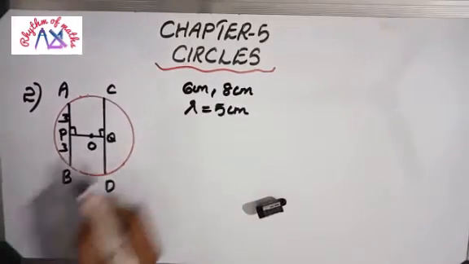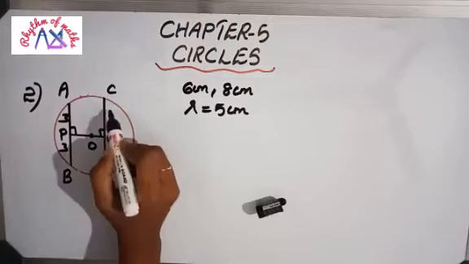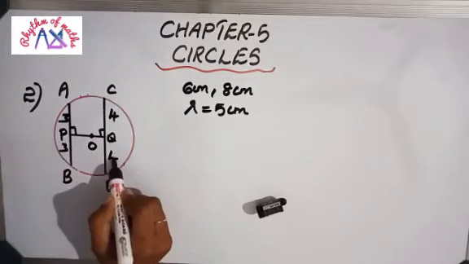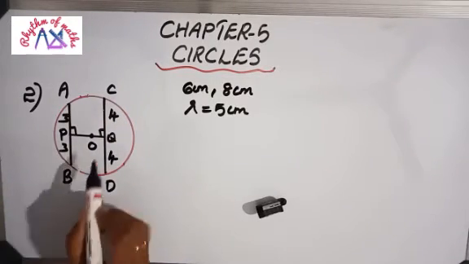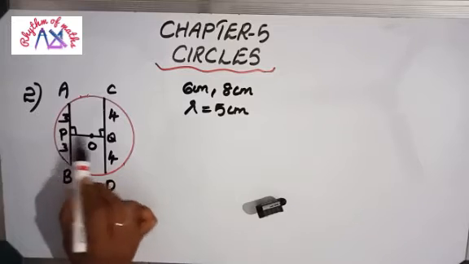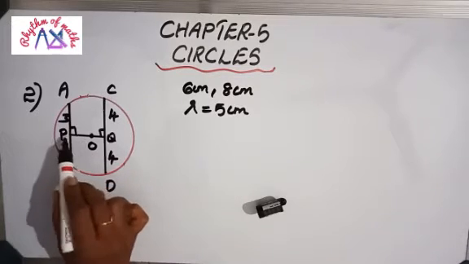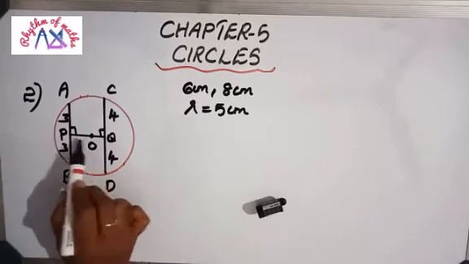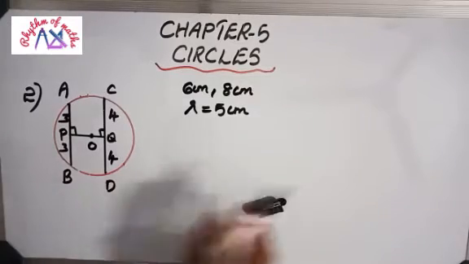Next chord is 8 centimeter. That is CD, 8. So this is 4. This is also 4. So here we have to find the PQ measurement. The length between these two chords means PO and OQ. The sum of these two distances is what we need to find here.